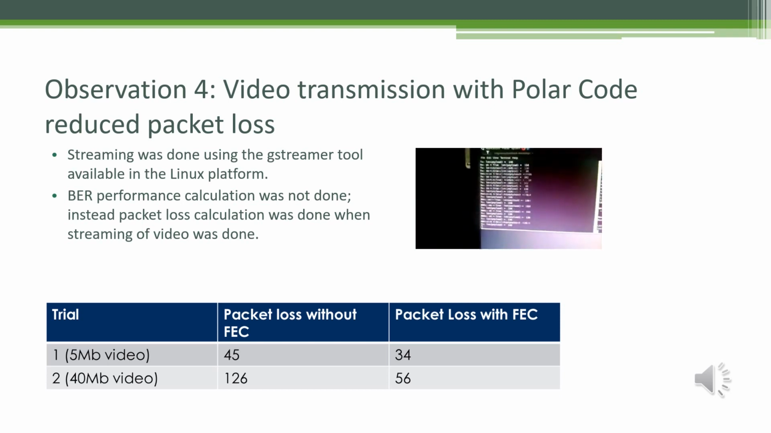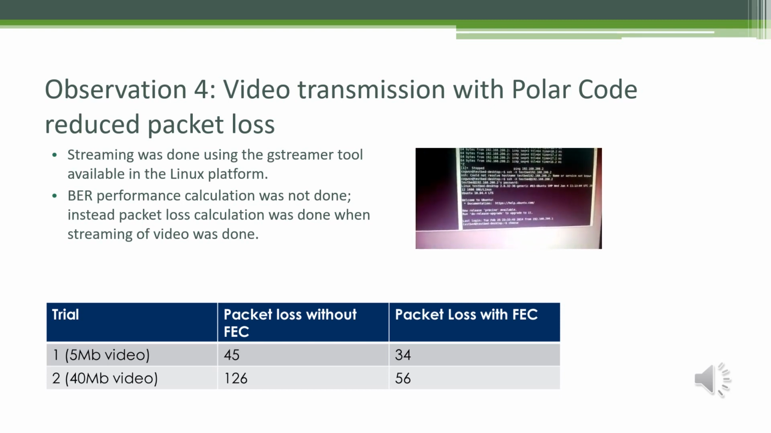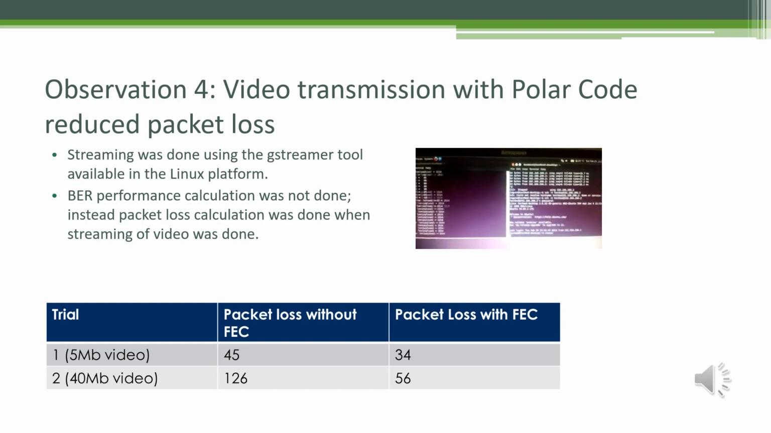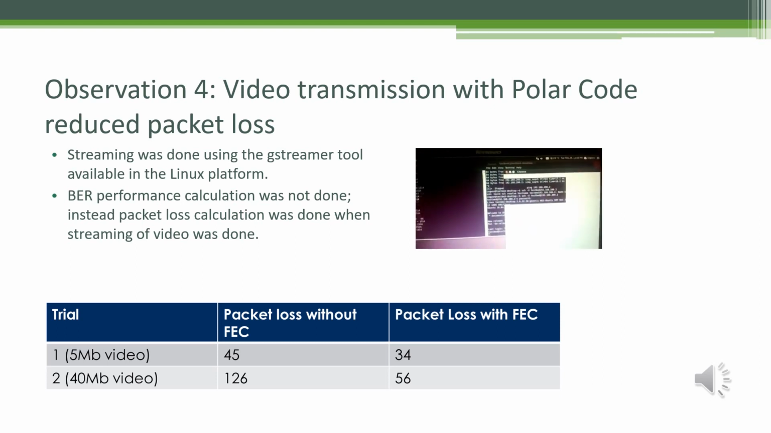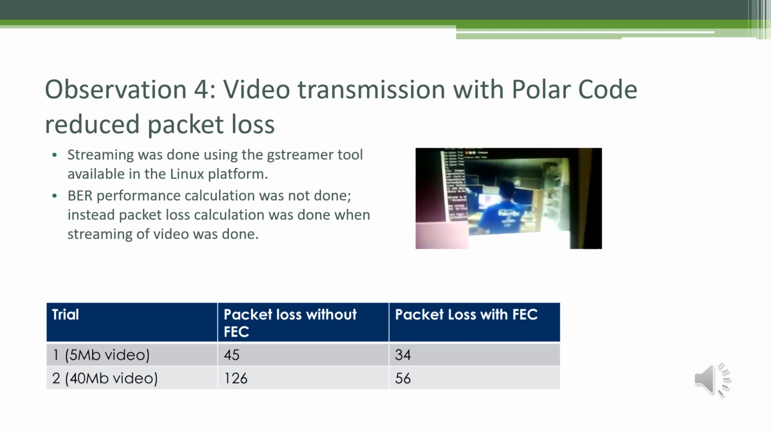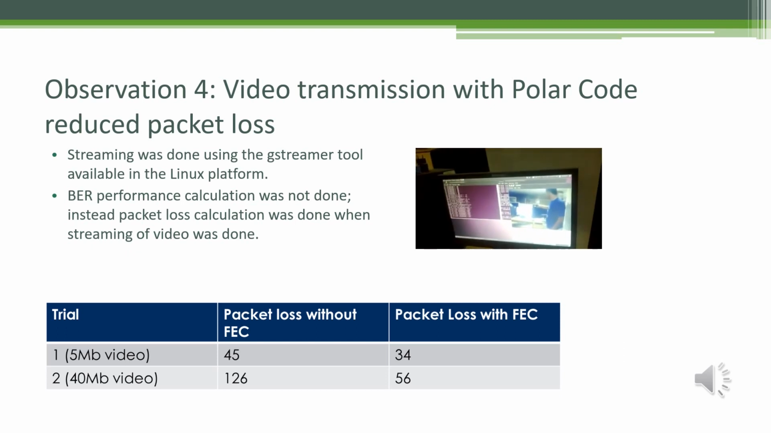Video streaming was done on different video samples using GStreamer tool. Bit error rate calculation framework used for earlier performance measurement didn't work with the video streaming application. Hence, packet loss during video streaming is used to measure the performance. The table indicates that packet loss with polar code blocks is less compared to when no error correction is used. On the right, you can see that the video streaming is being done.